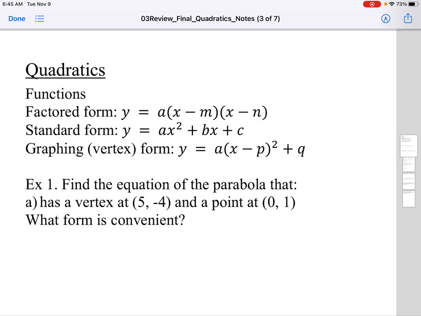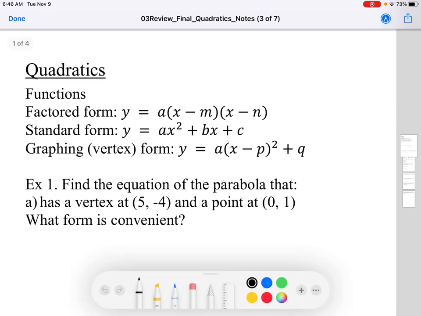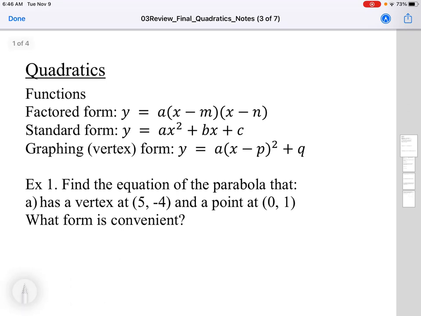This review will focus mainly on quadratics. Some of the key ideas about quadratics are that we have three different forms: the factored form, the standard form, and the graphing form or the vertex form. When we're dealing with quadratics, we need to decide which of the three forms is going to be appropriate for the type of information that we're given.